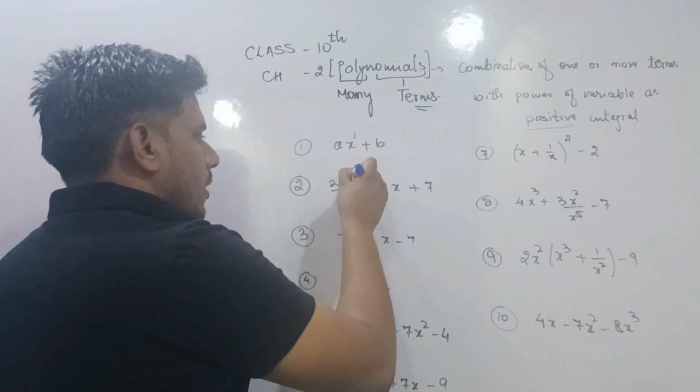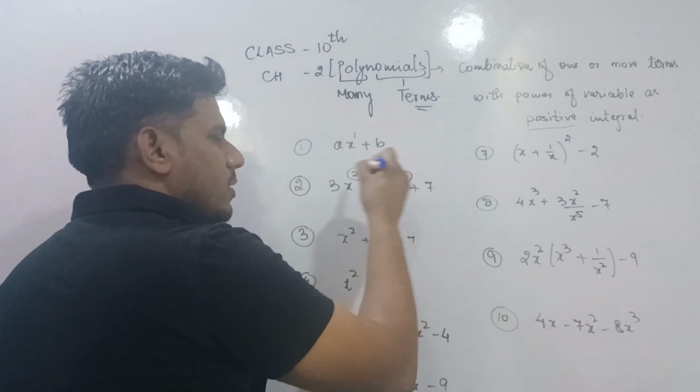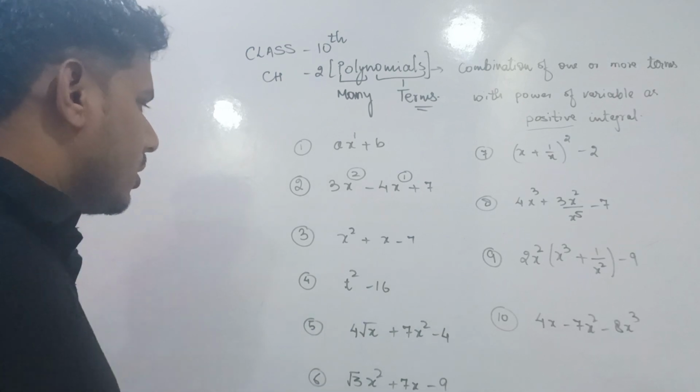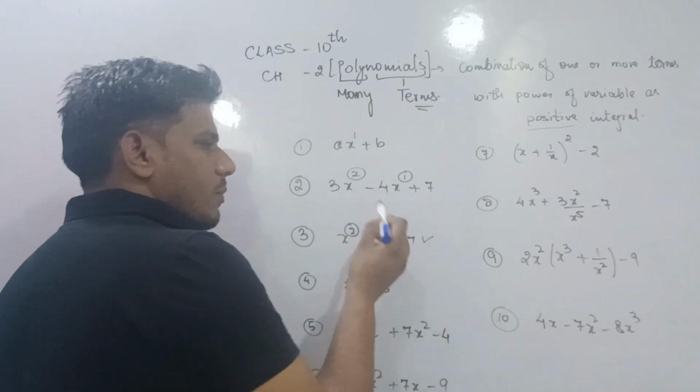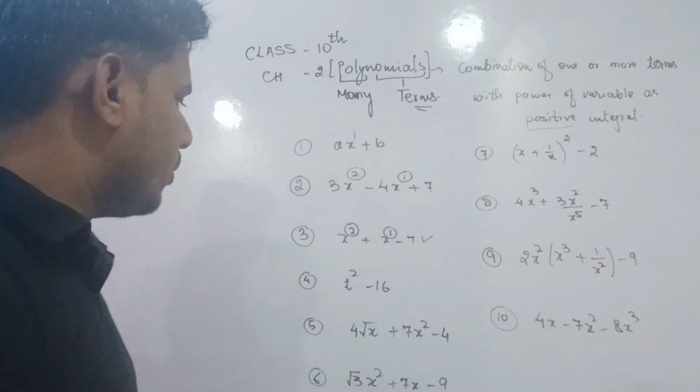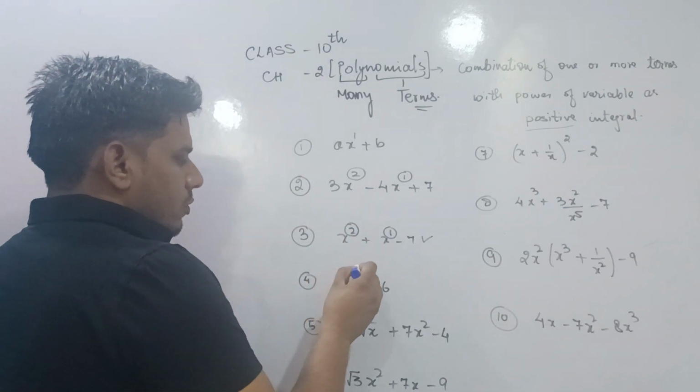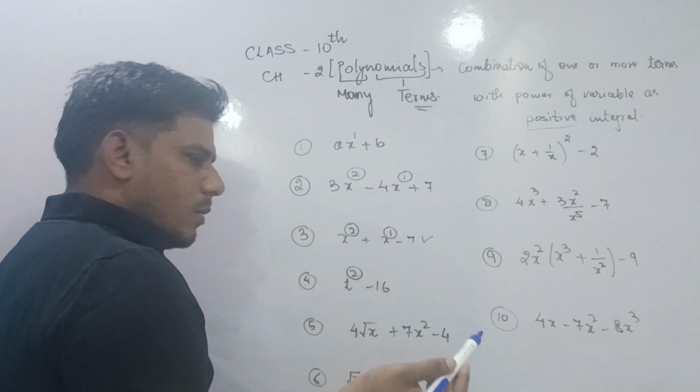Second one also we can check power of variable as 2 and power of variable as 1, so it will also be a polynomial. Third one, x raised to 2 and x raised to 1, it is also a polynomial because the power of variable is a positive integer in both the cases. In the fourth one, power of variable is 2, so it will also be a polynomial.